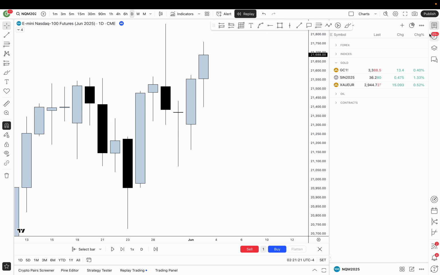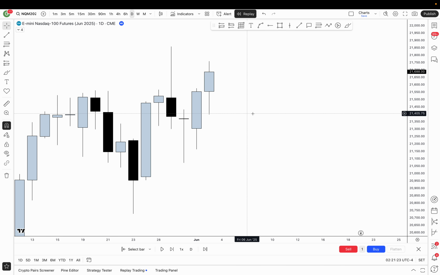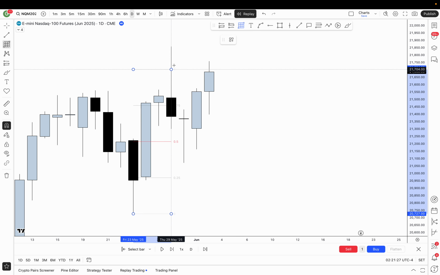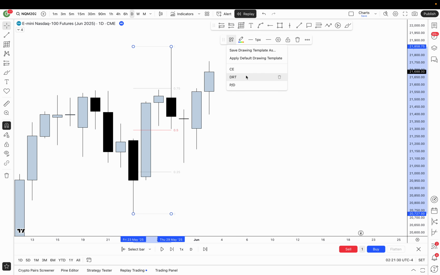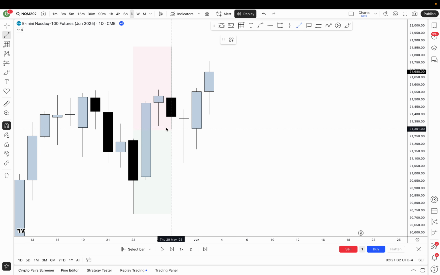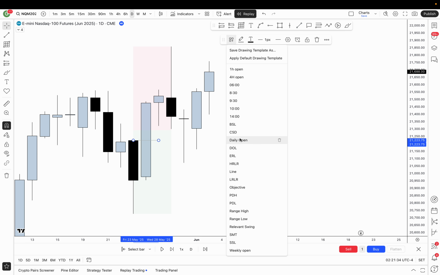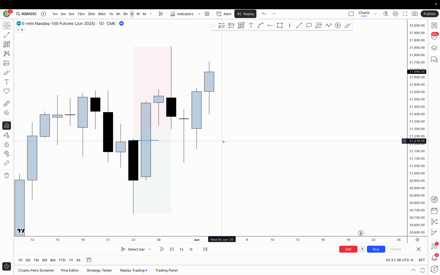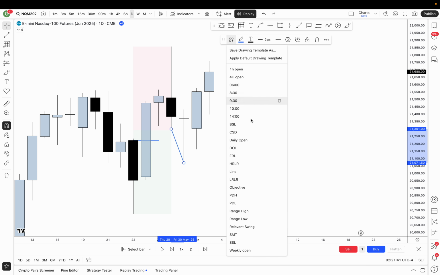So this is this week actually on indices. So let's talk about it. Let's mark out the range here. Premium discount of this range. We have this order block or fair value gap here. And what we form within this range is a two-stage SMT.